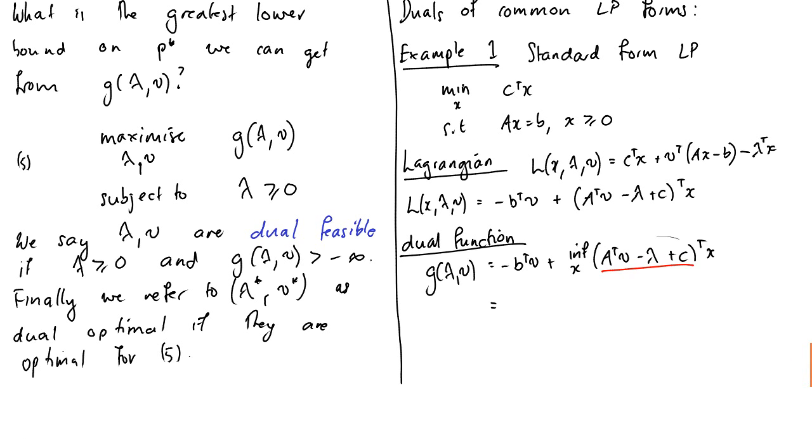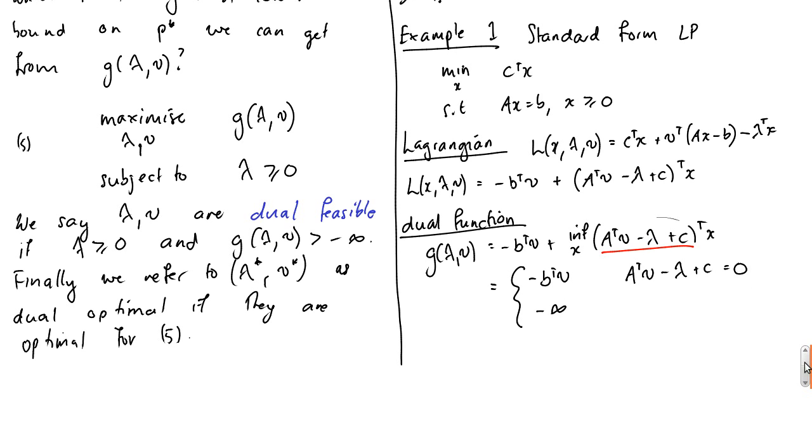So basically we've got two cases here. It's either going to be equal to negative b transpose nu if A transpose nu minus lambda plus c equals 0. Otherwise, we can choose an x that makes it negative infinity. Okay?